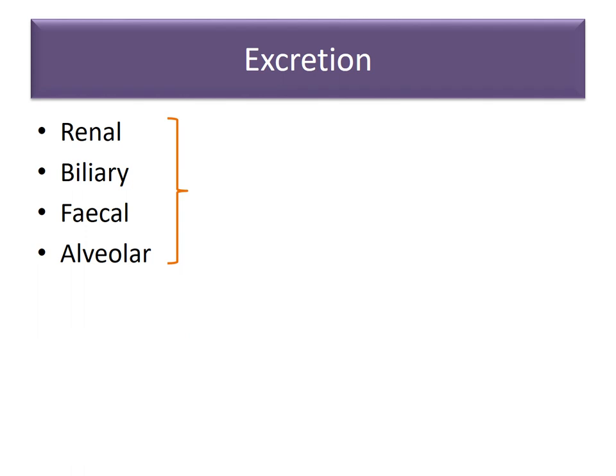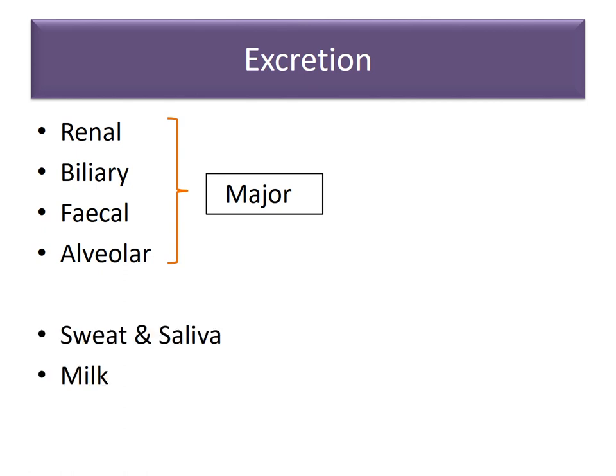The organs or regions of main excretion are renal, biliary, fecal and alveolar. These are all the primary or major sites of excretion. So the kidney, the liver, the feces and the lung act as the major excretion routes. And sweat, saliva and milk also have some excretion.